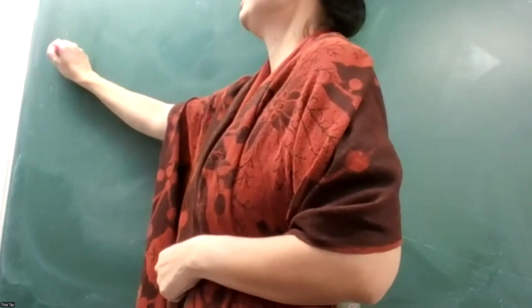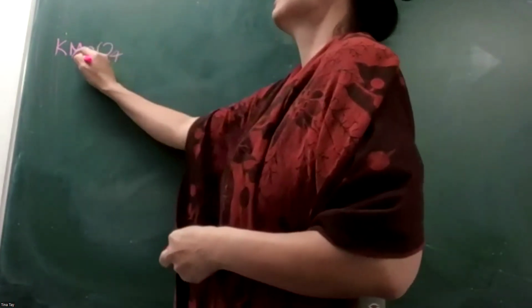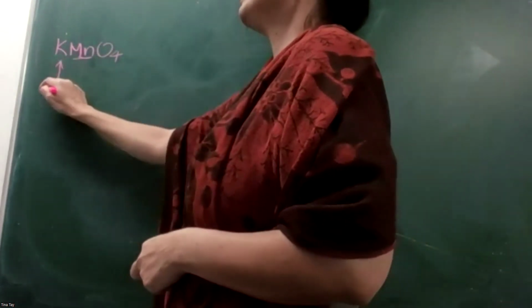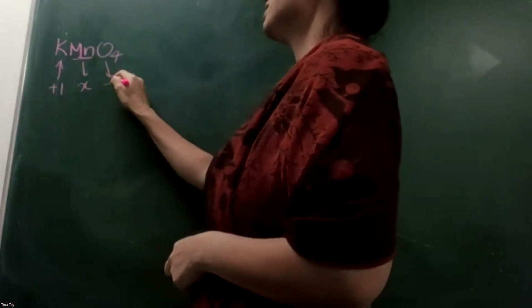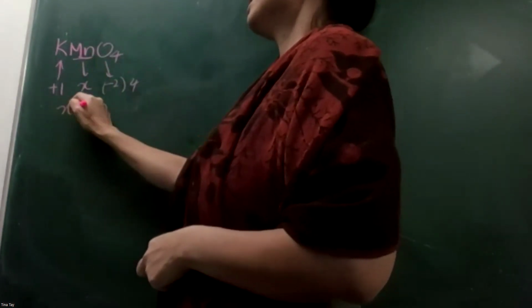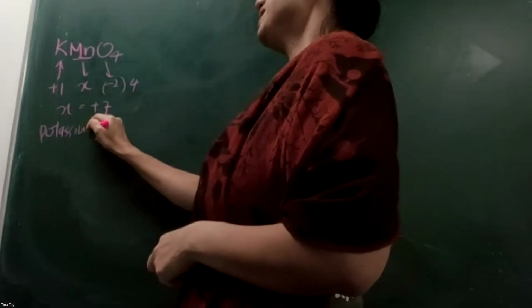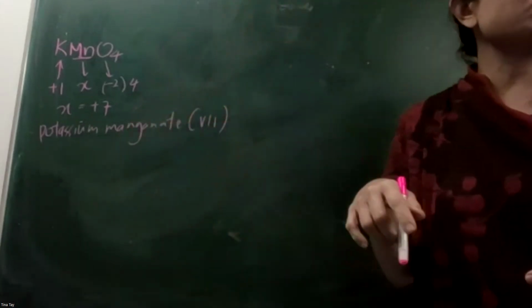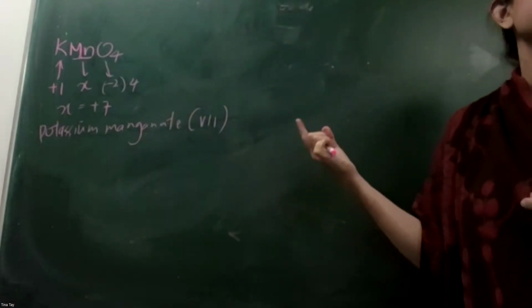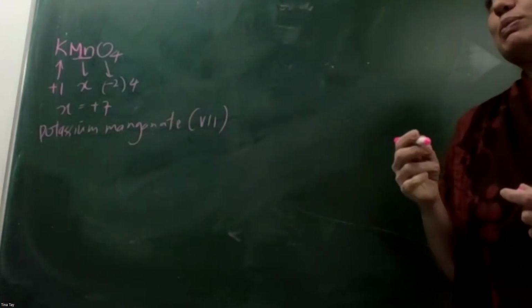KMnO4. We're supposed to look for Mn, right? So potassium group 1, positive 1. And manganese is X. Oxygen is negative 2 times 4. X equals to positive 7. So this is called potassium manganate 7. If they ask you what is the 7 for, the 7 is the oxidation number of manganese. So that's the whole point.